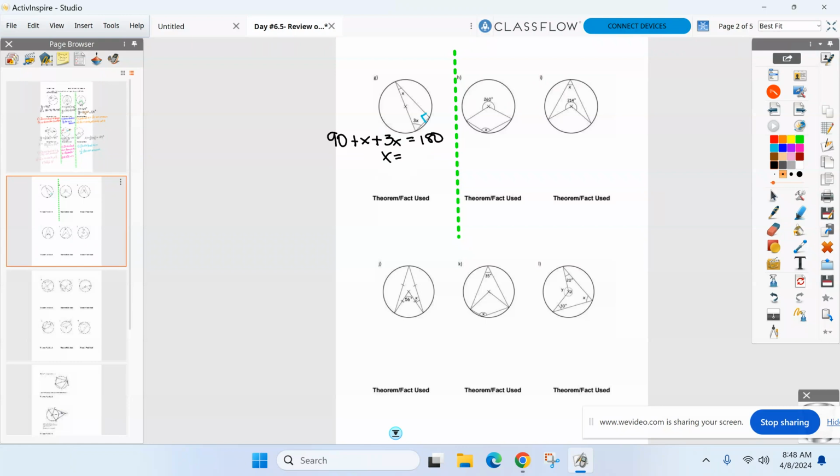And don't get nervous. Is this the one? Yeah, don't get nervous. You get a decimal. It's okay. 22.5. All right, you guys know the deal.